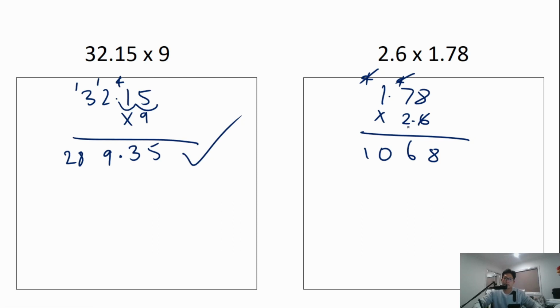8 times 2 gives us 16. Before that, we write the 0 here. 7 times 2 gives us 14, plus 1 is 15. 2 times 1 gives us 2. Add 1, that gives us 3.